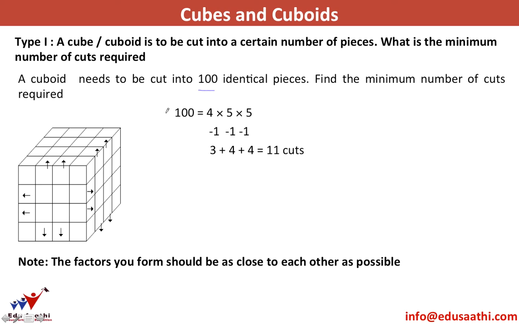Okay, we'll take 100 first. A cuboid needs to be cut into 100 identical pieces. Find the minimum number of cuts. What I'll do is, again, I'll form factors of 100, or in other words, 3 factors of 100. Now 100 can also be written as 20 into 5 into 1. This is also 100. Or 100 can also be written as 10 into 10 into 1. And also as 4 into 5 into 5. Now as we see, these three factors are the closest to each other.